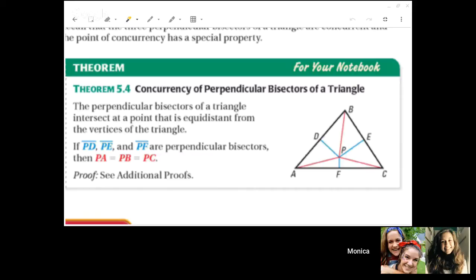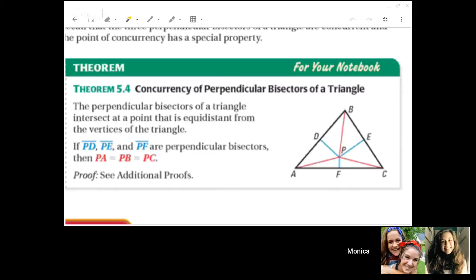So concurrency is, remember we said that's when they're all there at the same time. So if we read this theorem, the perpendicular bisectors of a triangle intersect at a point that's equidistant from the vertices of the triangle. So that's what we're trying to do with that other problem: find a place that's equidistant from all of the vertices, because that's where they want to put the distribution center, a place where it's equal distance to all three of their restaurants, right?